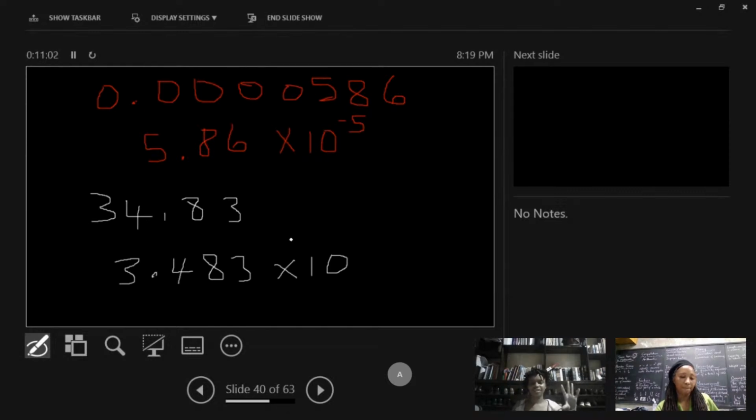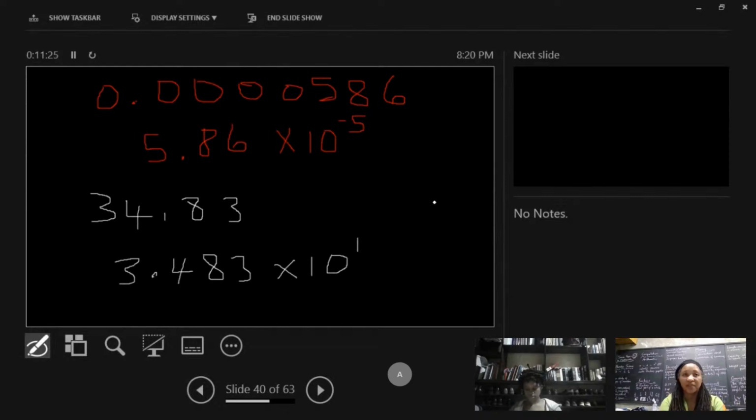Oh no, I read that wrong. We have to move to the right, the opposite. So we'd have to move one place to the right to get it back to here. So that's 10 to the first power. First power. Yeah. All right. And that's pretty much it for standard form.